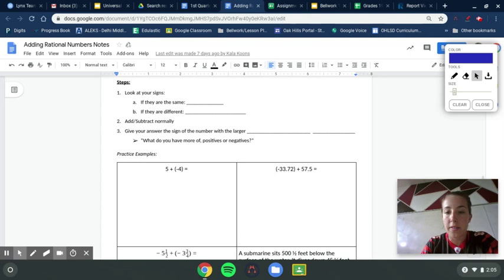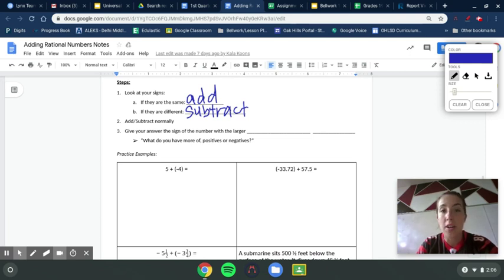So remember, for your steps to solve this on the back, it says you're going to look at your signs. If they are the same, we're going to add them together. If they are different, we are going to subtract. If it's the same, you add. If it's different, you subtract. Okay, and then you're going to add and subtract the numbers like normal, however you would add or subtract them. Okay, you're going to give your answer the sign of the number with the larger numerical value. Numerical value, just like we practiced on the front.